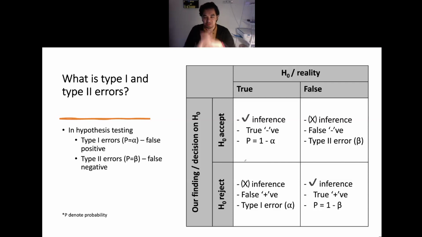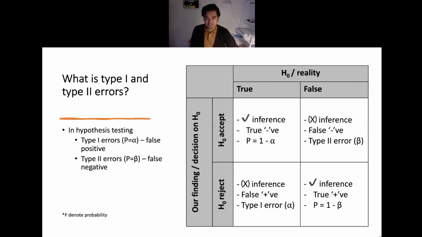If we look at this table, we have your null hypothesis, and you have your reality, which is either true or false. On our H null, what happens here is that our findings accept the H null, and the reality also agrees with the H null. So this is considered a correct inference, the actual true negative.